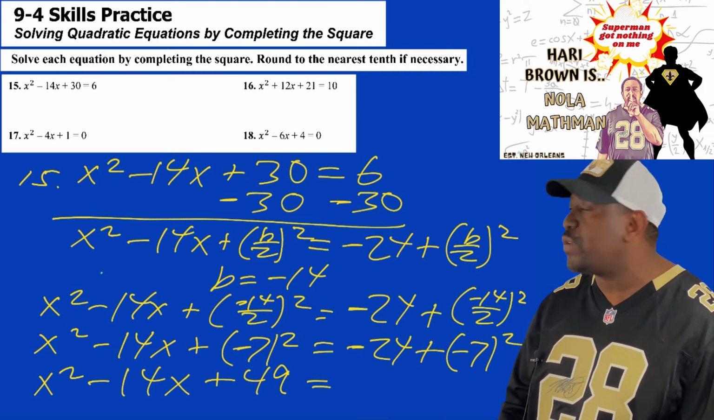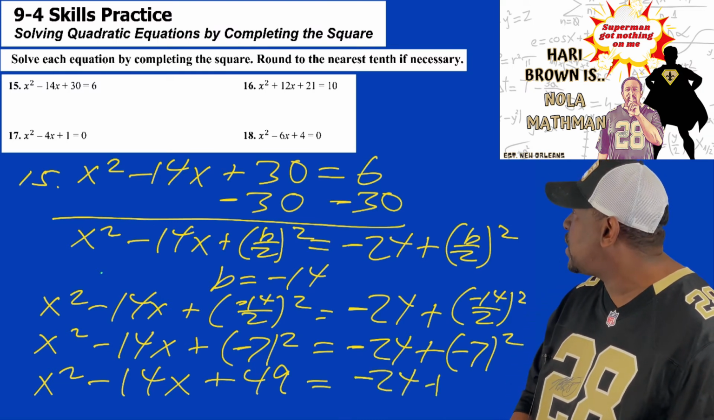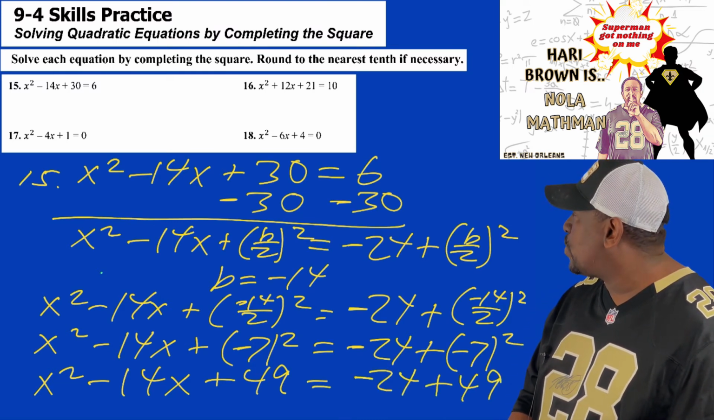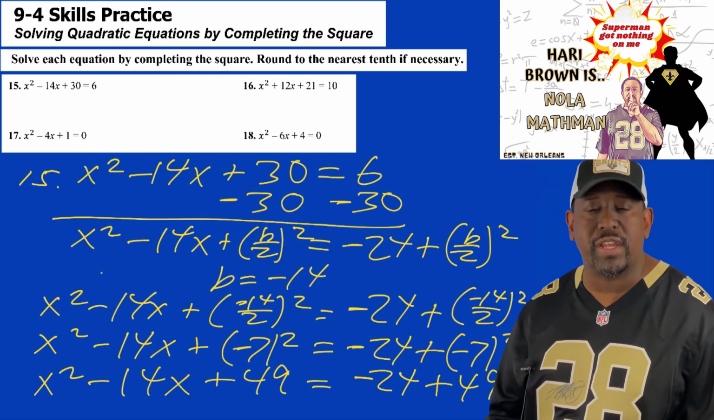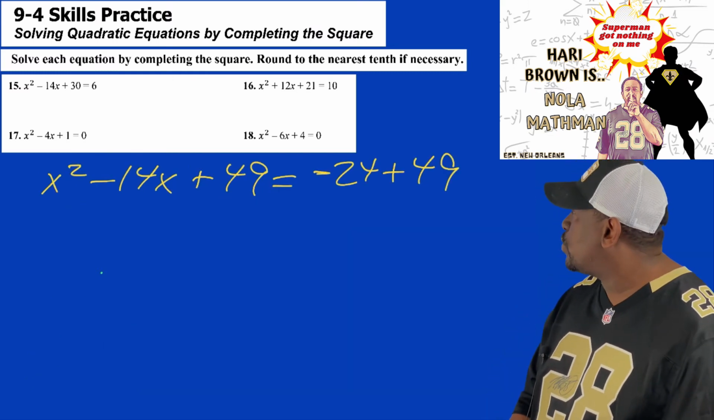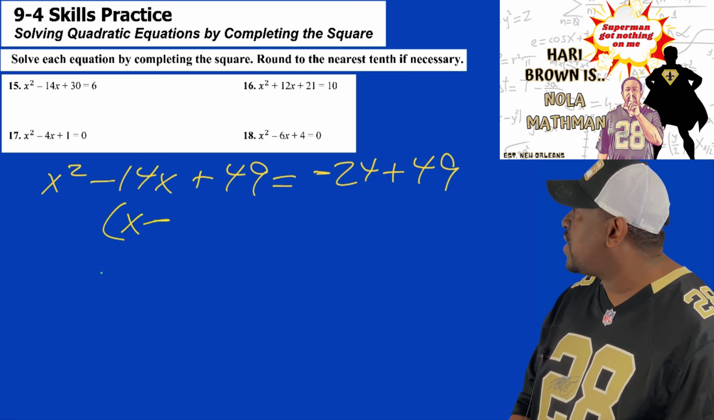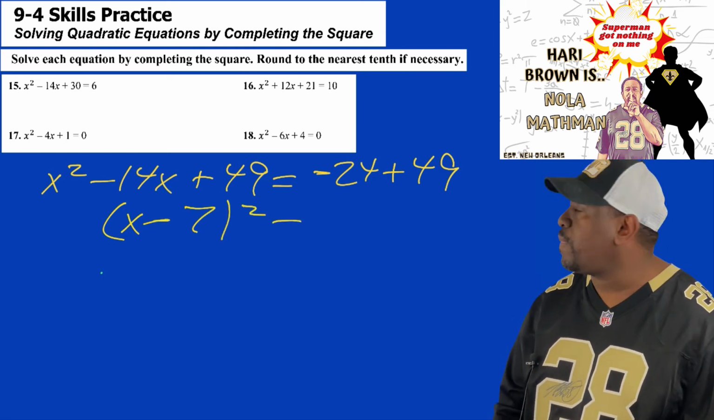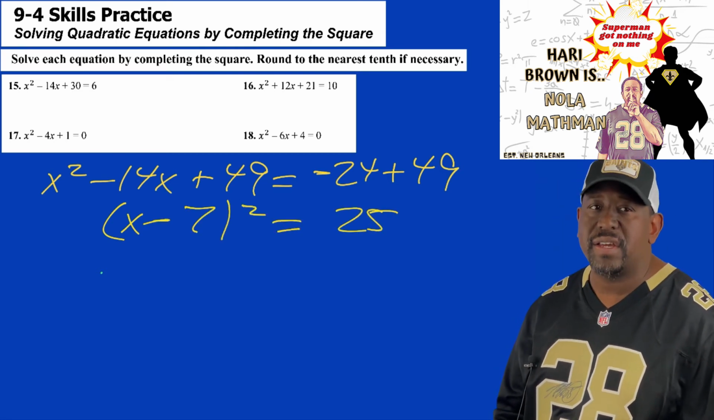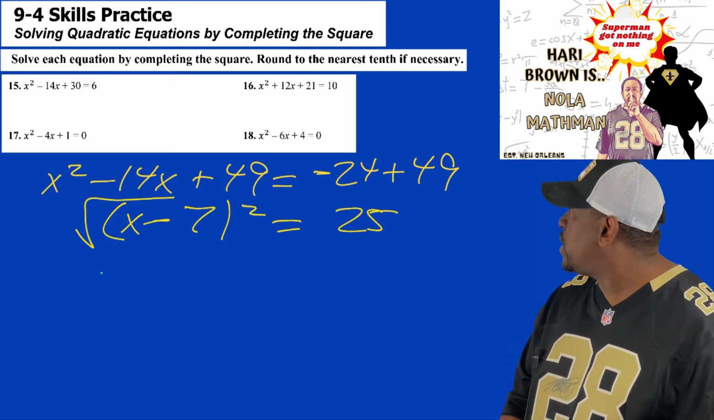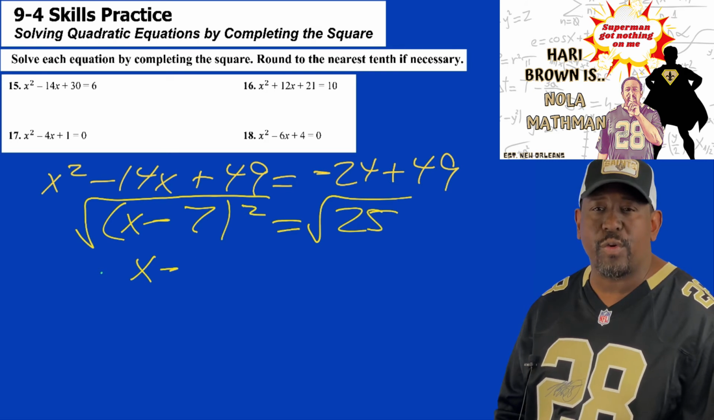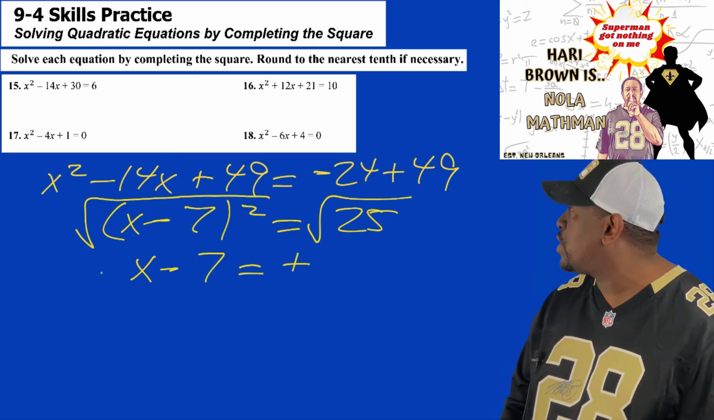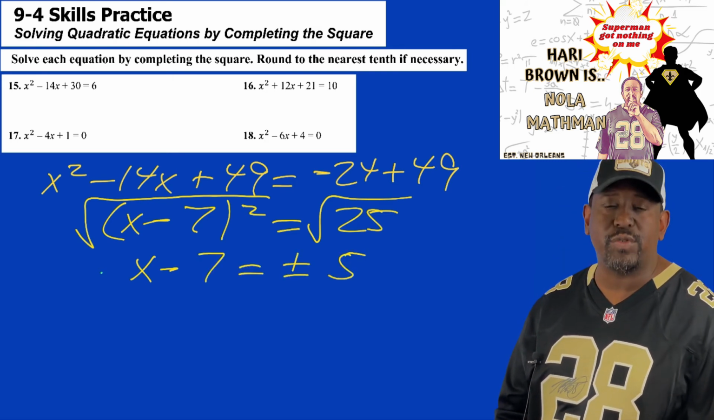So we'll have x squared minus 14x plus 49 equals negative 24 plus 49. Now we can write the binomial square, which will be x minus 7 squared, which is in the form of x plus b over 2 squared, and the negative 24 plus 49 is 25. Take the square root of both sides to get rid of the square. We have x minus 7 equals plus or minus the square root of 25, which is 5.